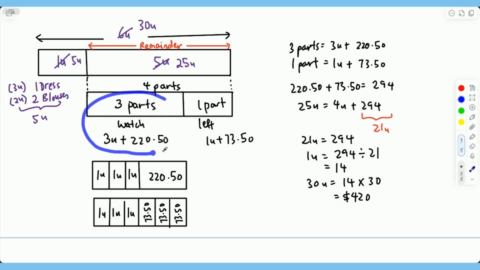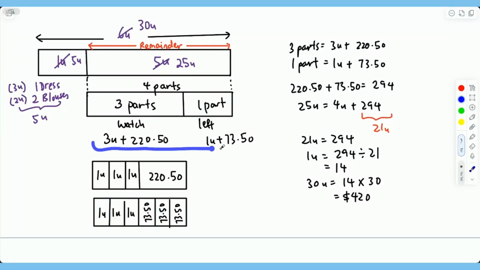So this whole part here is the amount for the watch, and 1 part is left. So we have 3 units plus 220.50. If we want to split this into 3 exact parts, we can see it will be 1U, 1U, 1U, and the 220.50 will be split into 3. That's 73.50. And to find 1 part, it will just be 1 unit plus 73.50. And that's how we get this part.